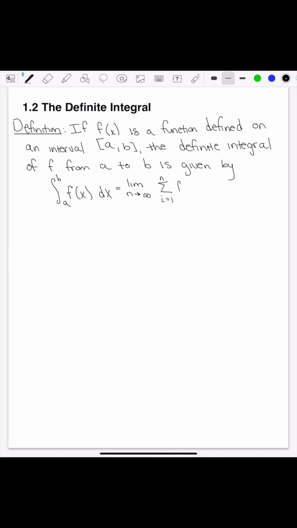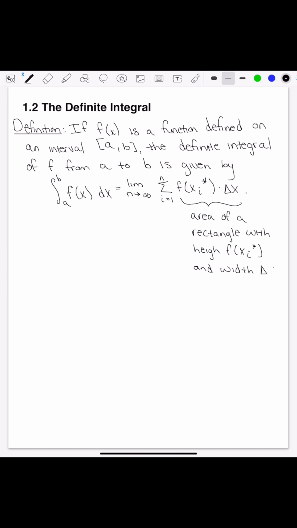So we take the heights. Remember, the height is when we plug x into f so that we get the y value, and then we multiply that by the width, right? So remember that this is the area of a rectangle with height f of x_i and width delta x.